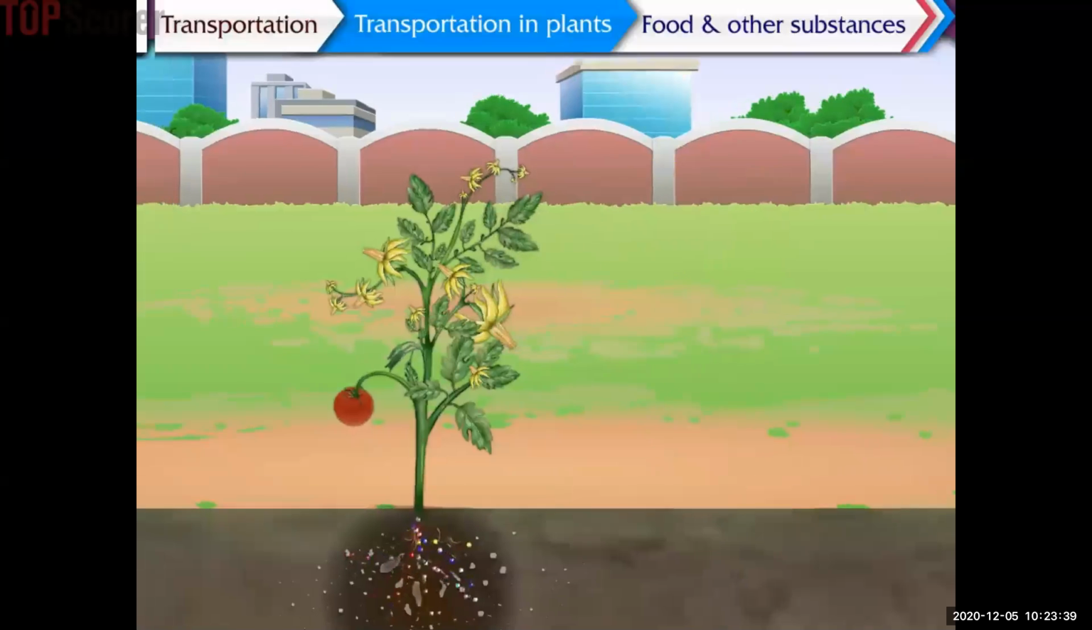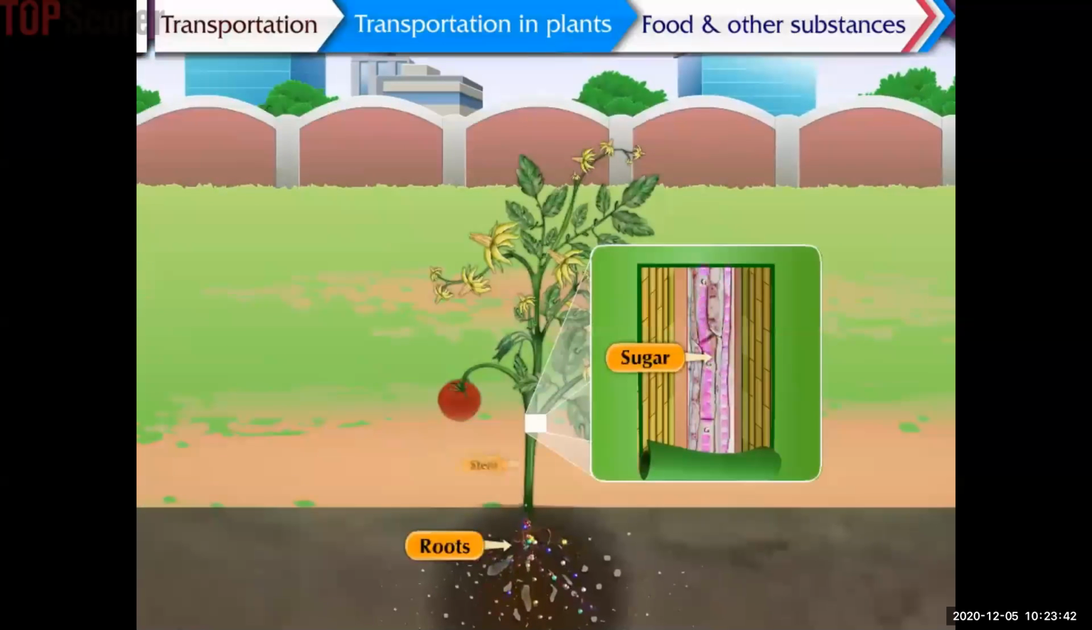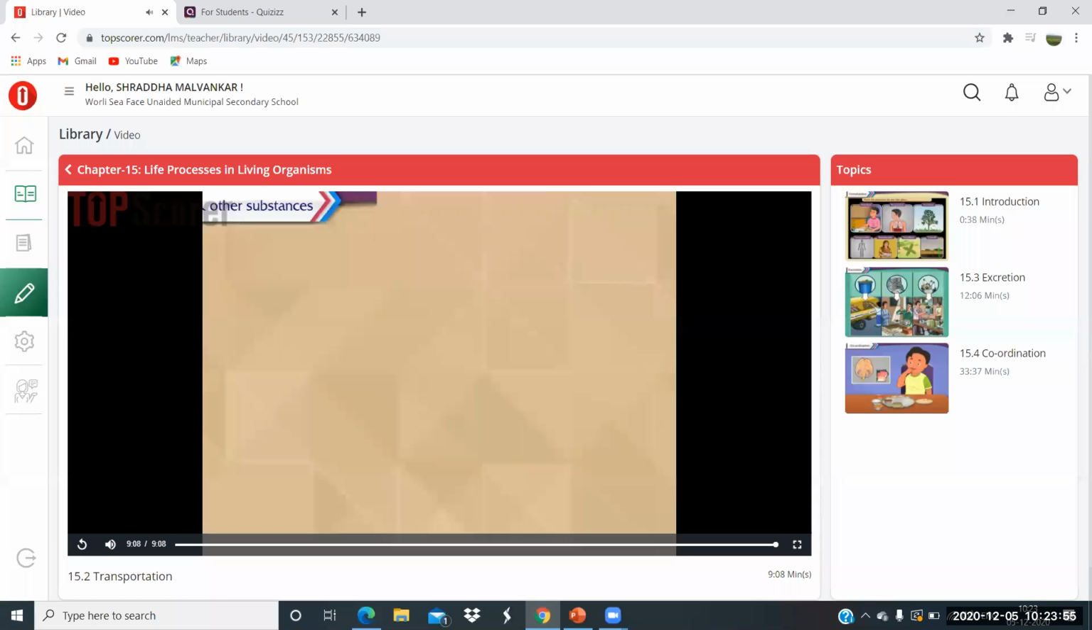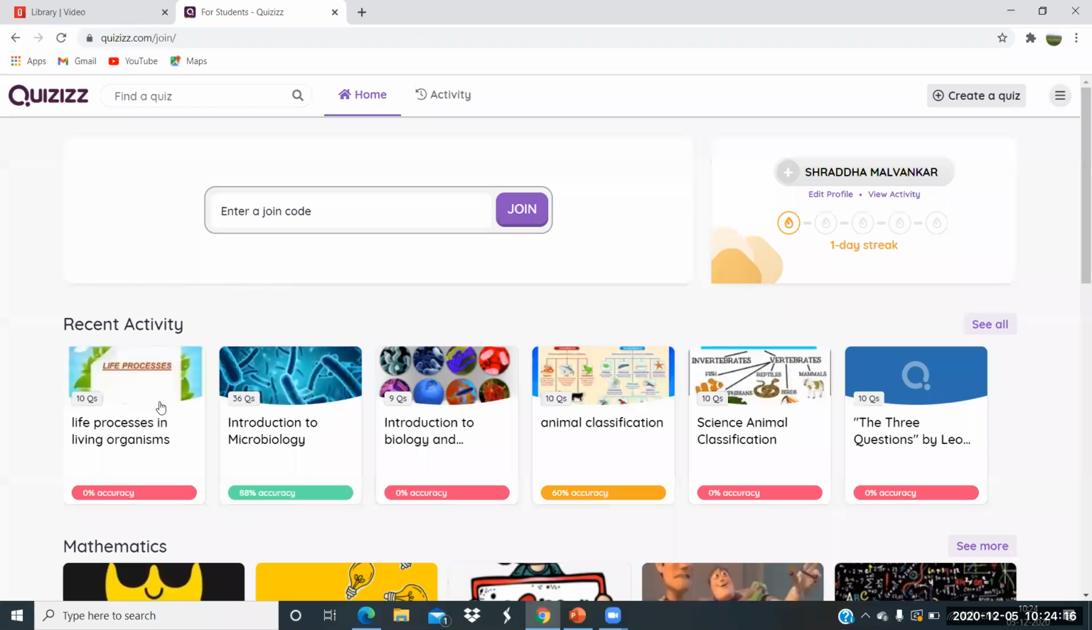In the flowering season, sugar stored in the roots or stem is translocated to the buds for growing them into flowers. After studying the life process of transportation, let us now learn about excretion. Okay, now we are done with the transpiration pull and the transportation of food and other substances in plants. Now we will play a quiz regarding this, and let's see how much we have understood. So be ready for the quiz.